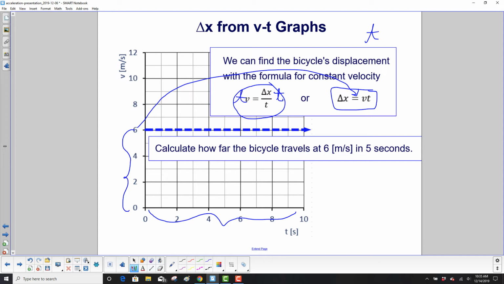So looks like I made this parentheses a little too far. We want to stop at 5 seconds. That's actually a common error, so I'm glad I showed that to you by accident. We want to find this area of the rectangle. Okay, so that's going to be v times t. What are the units going to be? Well, it's meters per second times second. So meters, that's its displacement. So we're finding the area under the curve to find the displacement.